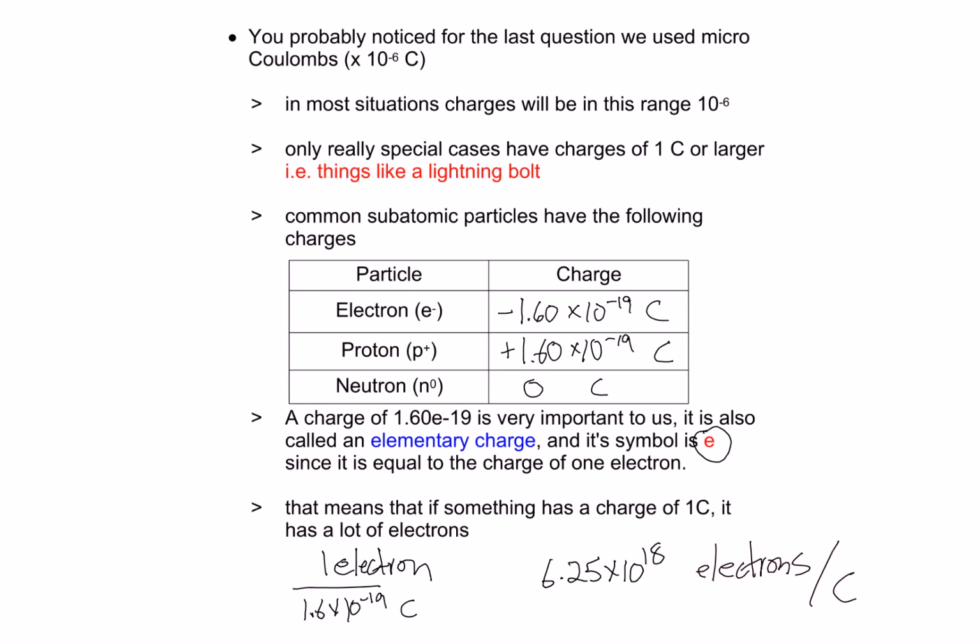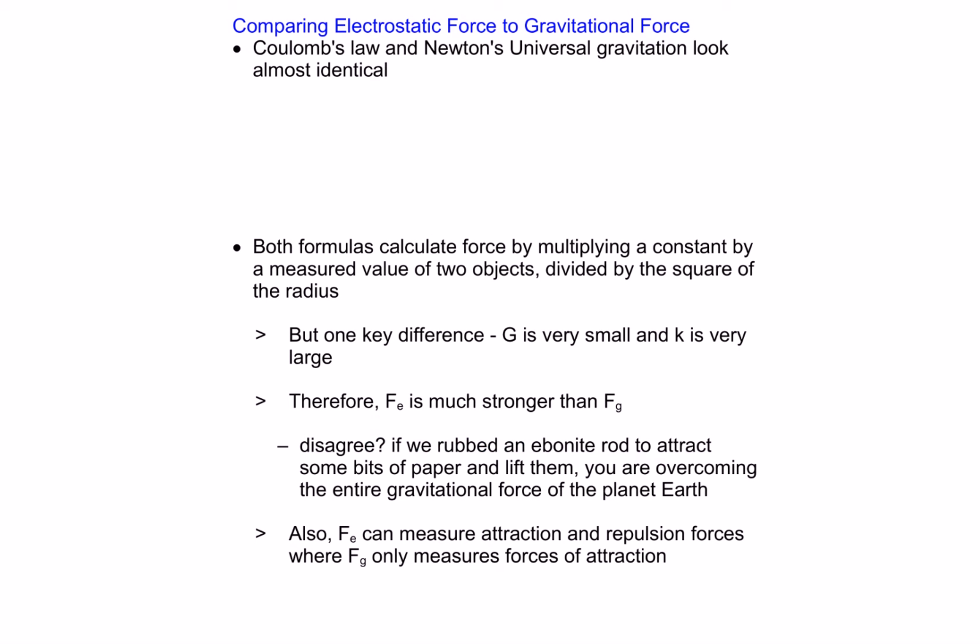Okay, so 6.25 times 10 to the positive 18 electrons per 1 coulomb of charge. So, a massive amount. If you haven't noticed it yet, we actually get two formulas that look almost exactly the same. What we just did with Coulomb's law was k q1 q2 over r squared.